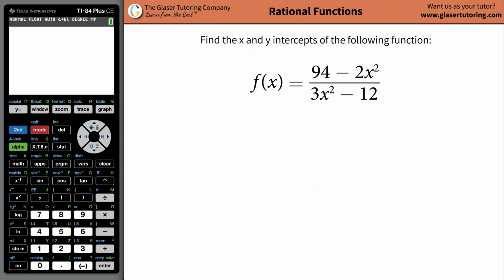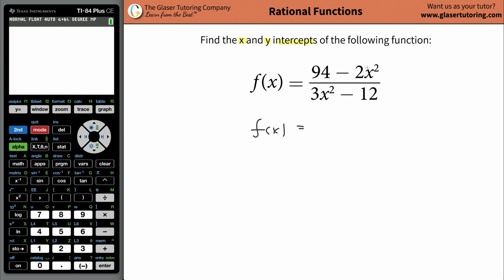Hi everyone, I'm Andrew. Today I would like to teach you how to find the x and the y-intercepts of the following rational function: (94 minus 2x squared) all being divided by (3x squared minus 12). So the first thing is, when you're trying to find the x and the y-intercepts, you want to make sure you have everything in a fully factored form. Alright, so let's see if we can factor some stuff here.